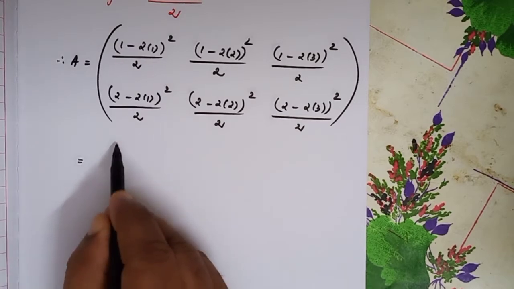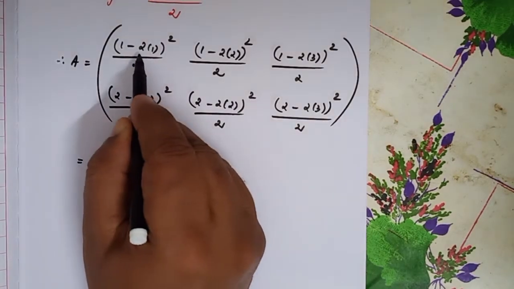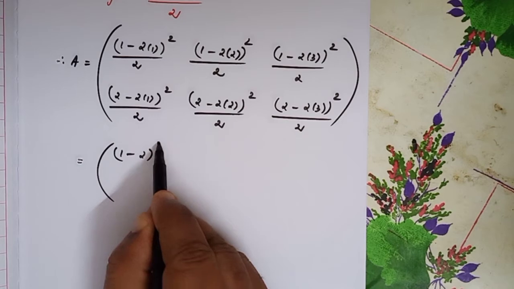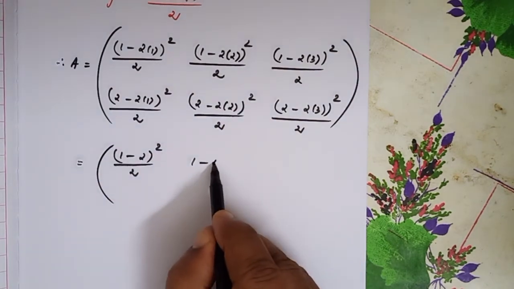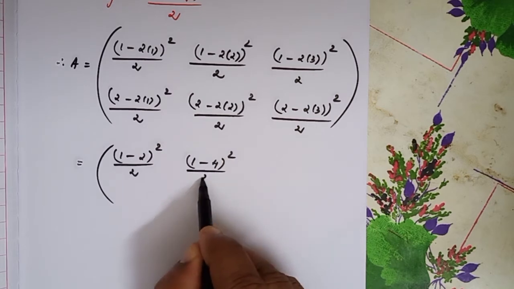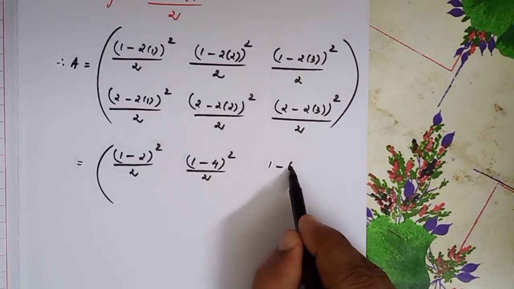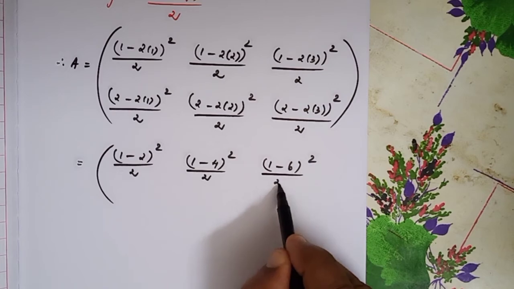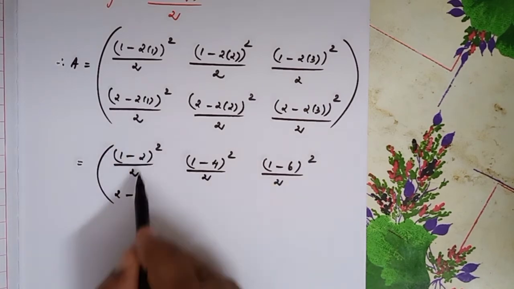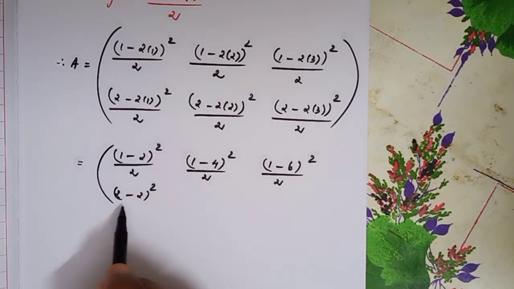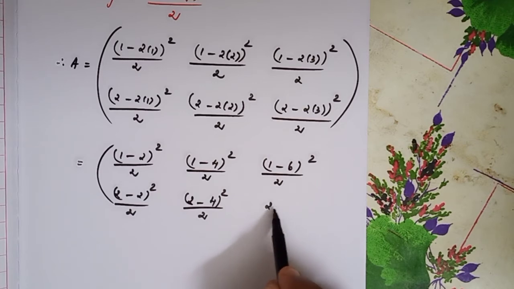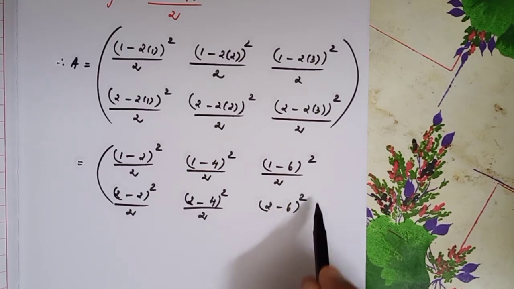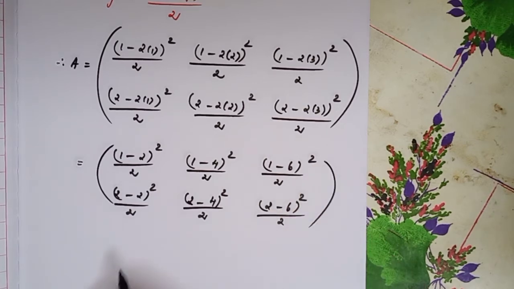That is equal to (1 minus 2 ones are 2) whole square divided by 2. (1 minus 2 twos are 4) whole square divided by 2. (1 minus 2 threes are 6) whole square divided by 2. (2 minus 2 ones are 2) whole square divided by 2. (2 minus 2 twos are 4) whole square divided by 2. (2 minus 2 threes are 6) whole square divided by 2.